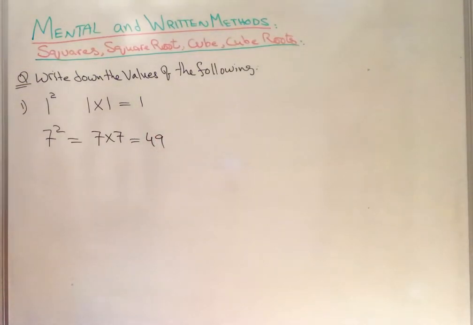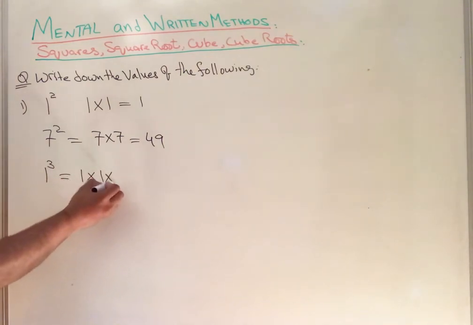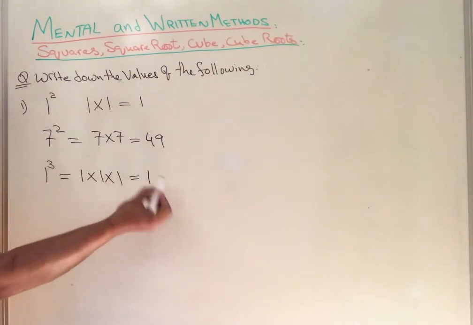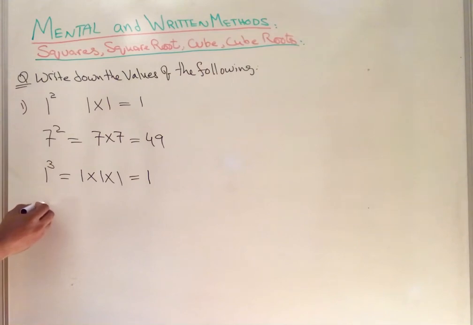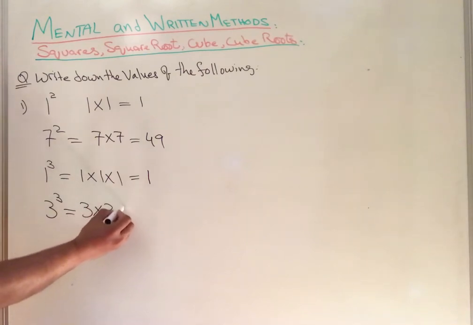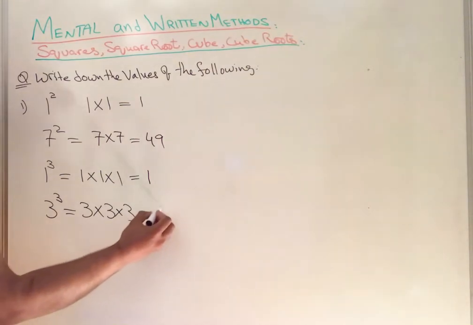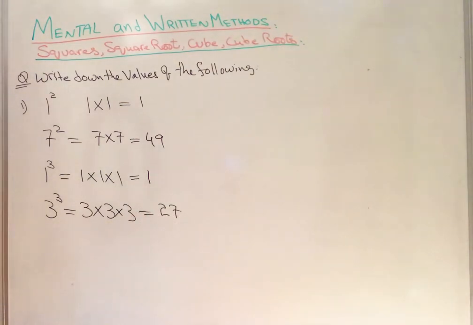Same as it is in a cube. If you write down 1 cubed, what does it mean? 1 multiplied by itself 3 times: 1 times 1 times 1. So that is always 1. If they write down 3 cubed, what does it mean? 3 multiplied by itself 3 times: 3 times 3 is 9, times 3, which is 27.